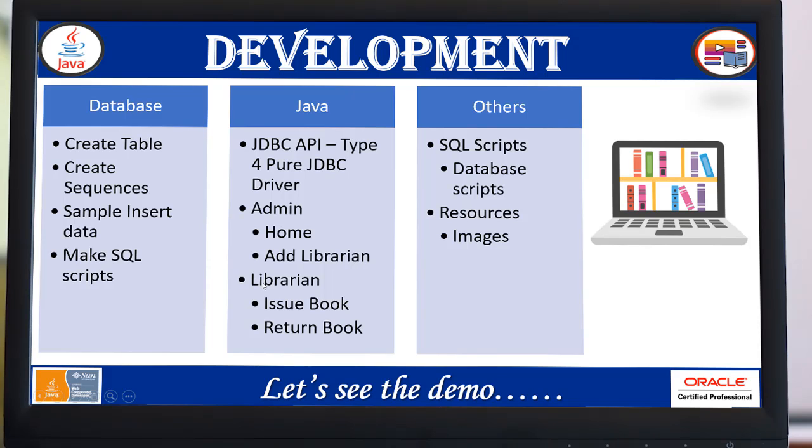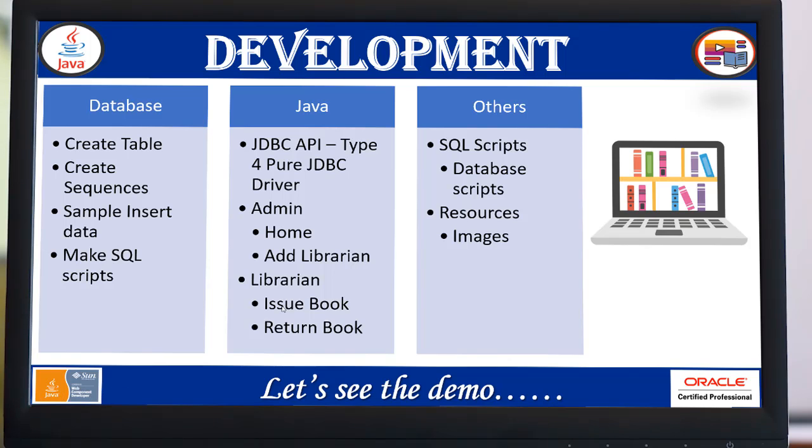Similarly, for the librarian, we are going to have the same kind of frame, with ID and password, where instead of admin, this time it will be librarian ID and password. Once it is successful, it will go to the home page where we can have some buttons for the librarian to issue books and return books.